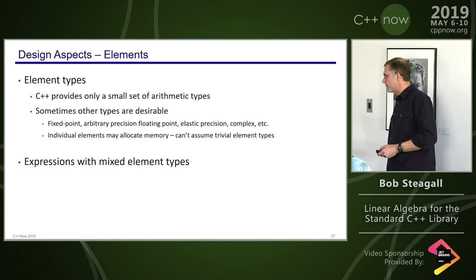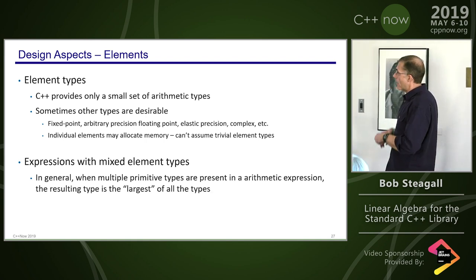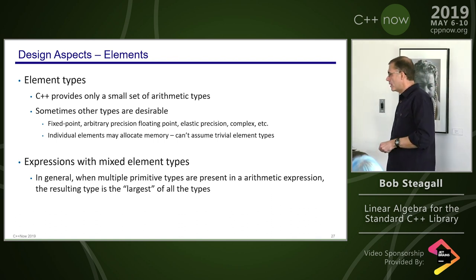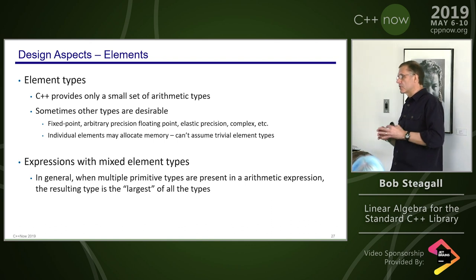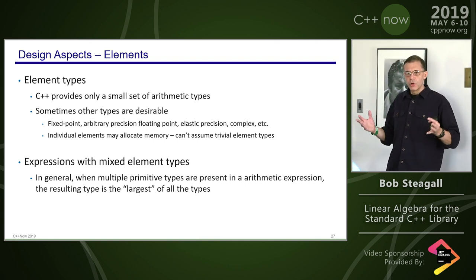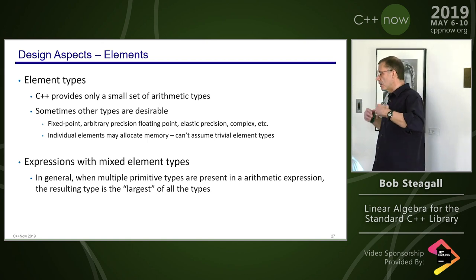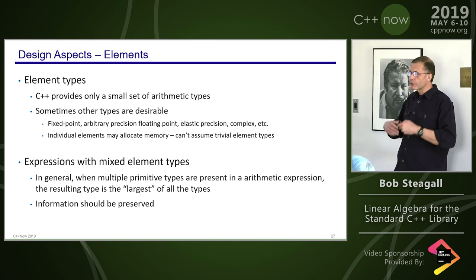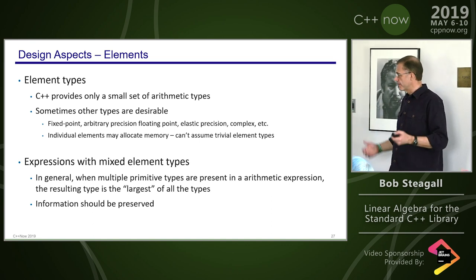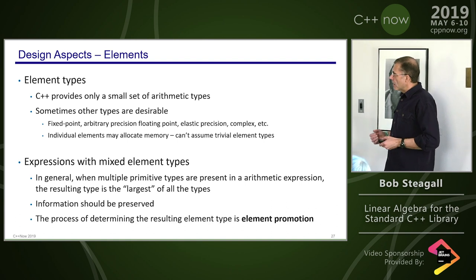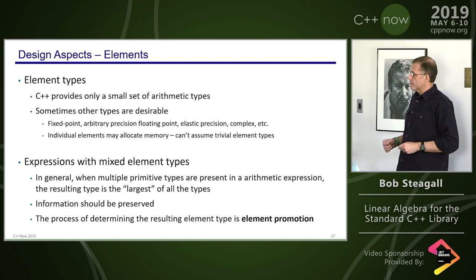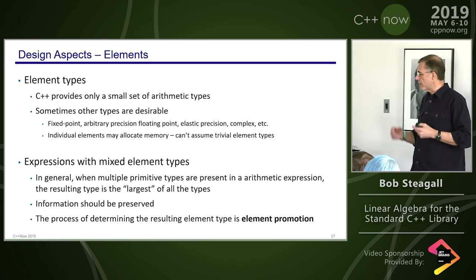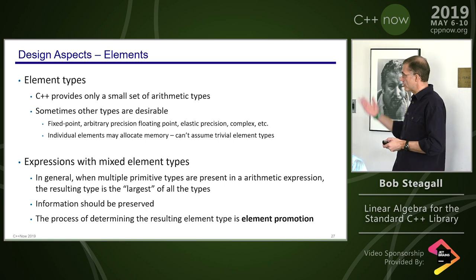Expressions with mixed element types. In general, if you have multiple primitive types, int, float, double, in an arithmetic expression, in a sense, the resulting type is the largest of all those types. It's the type with the most precision or that can contain the results of the computation. And the principle behind that is that information should be preserved in an expression. So in our interface, we call the process of determining the resulting element type in a binary expression element promotion. We'll see some examples of that.